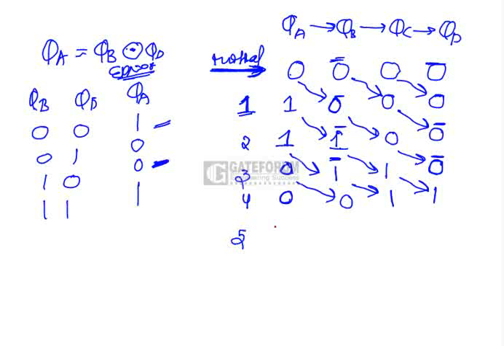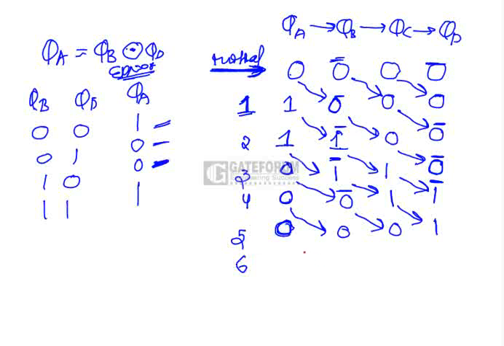Similarly, when you give the 5th clock pulse here, QA is shifted to QB, QB is shifted to QC, QC is shifted to QD. Now what is the value of QA here? QA is QB XNOR QD. What is the value here? 0 and 1. For 0 and 1, the output value of XNOR is 0. For the 5th clock pulse, QA value is 0.